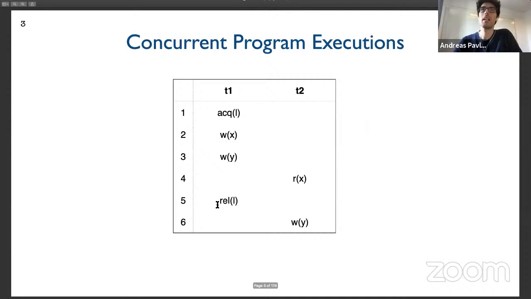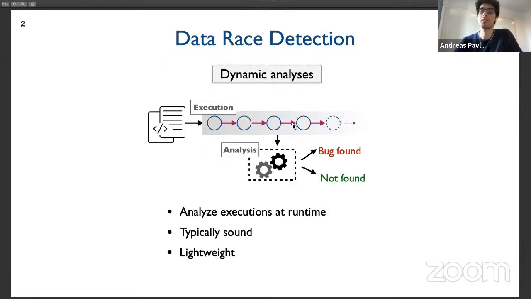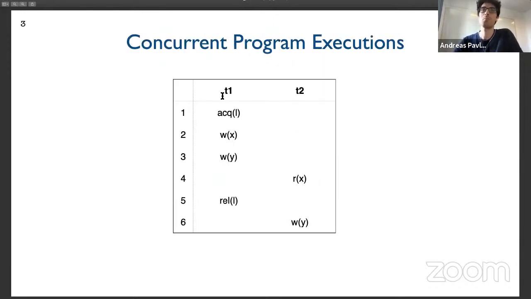In our setting, we're dealing with shared memory concurrency. These executions look like this in more detail: we have a number of threads, in this case just 2. Every thread performs a sequence of actions on shared memory. It can either acquire a lock or release it, and it can also write to shared memory and communicate with other threads that read from the shared memory. So this is the setting.